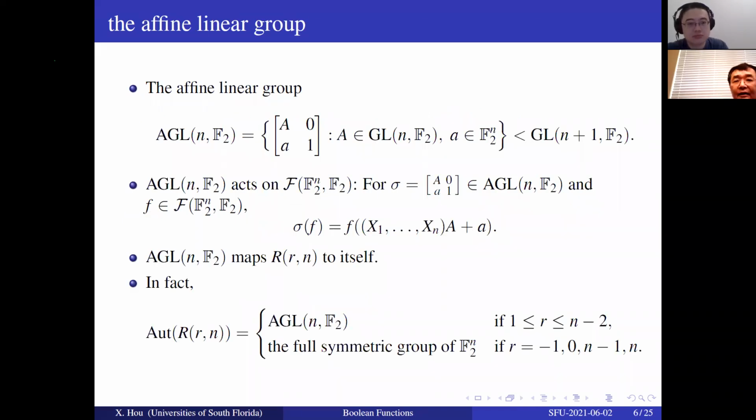The affine linear group, well, when you think about the affine linear group, you think about affine transformations. But algebraically, it is more convenient to treat the affine linear group as a subgroup of the general linear group of degree n+1. So here you have an invertible matrix.